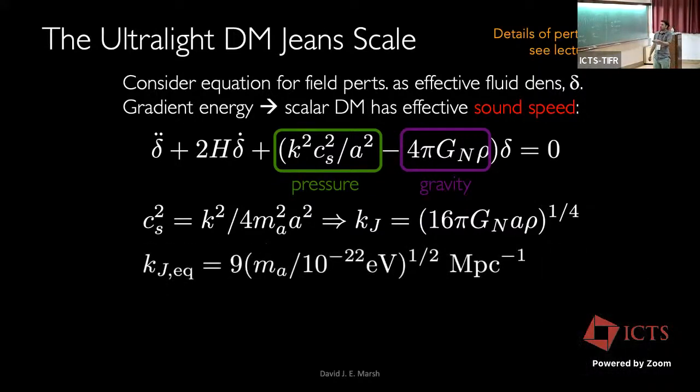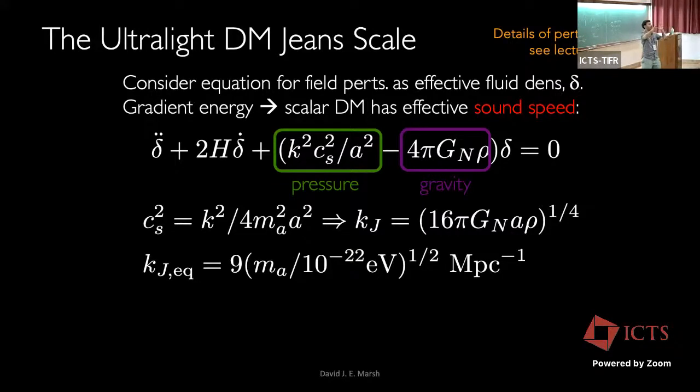If you plug in the numbers, the Jeans scale at matter radiation equality, which turns out to be what's relevant for structure formation, is 9 inverse megaparsecs times the particle mass divided by 10 to the minus 22 eV, to the power half. If I increase the particle mass, the Jeans scale goes up. Okay, so for all k smaller than the Jeans scale, perturbations grow. All k larger than the Jeans scale, perturbations oscillate and don't grow.